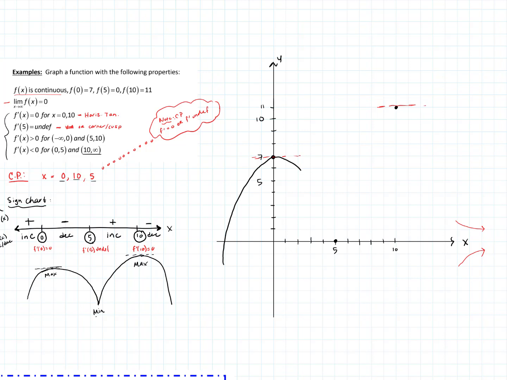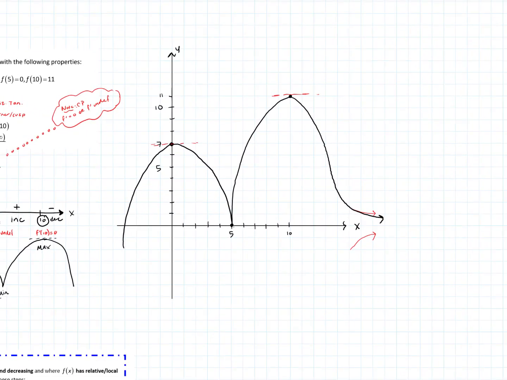and so this is then going to come down sharply, hits that point, the derivative is undefined, and so then I would go up, up, up, up, up, up, hit that point at 10, 11, and then I'm going to come down. Now the other piece that was given was that I also have to approach 0 as x approaches infinity. As x grows without bound, the graph of my function is going to approach 0.